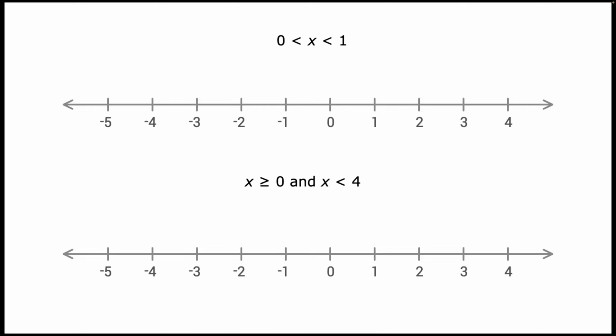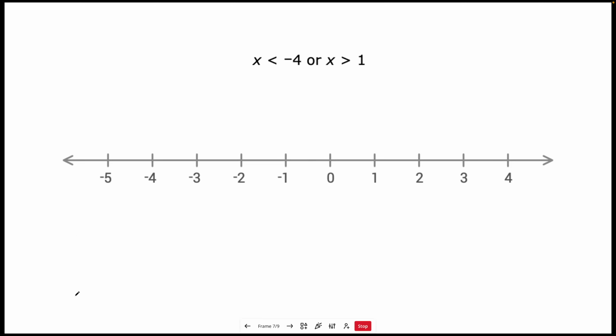Okay, now that you've had time to work these problems, let's check your solutions. For the first problem, you should have gotten that x has to be between 0 and 1. Both of them are open circles. And for the second problem, you should have gotten a closed circle on the left, open circle on the right, between 0 and 4. Now, what happens if we say the word or?